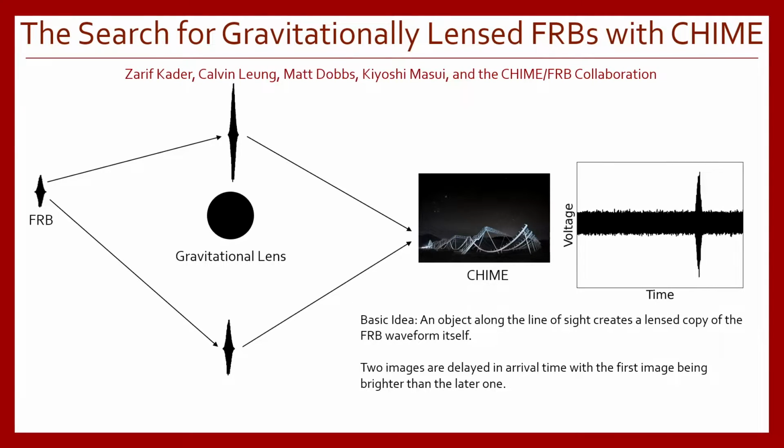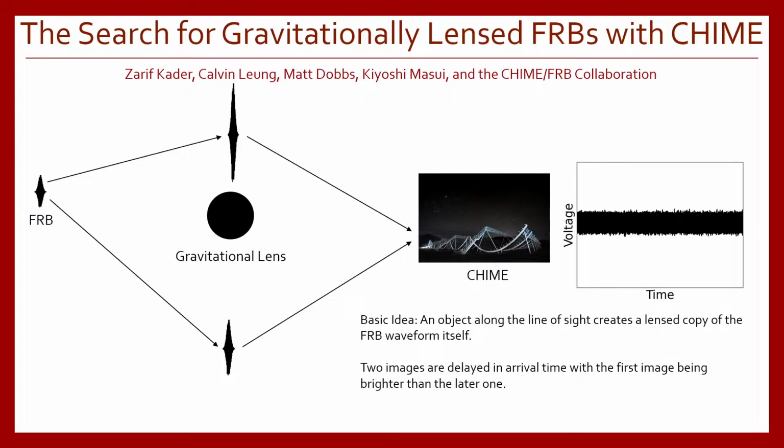So first, as an introduction to this topic, let me introduce you to the basic idea of a gravitational lens FRB and how you would identify one. So first, we're saying that there's an FRB, and somewhere along the line of sight, there's a gravitational lens. And this could be anything from a solar mass black hole, brown dwarfs, free-floating planets, or even just regular stars.